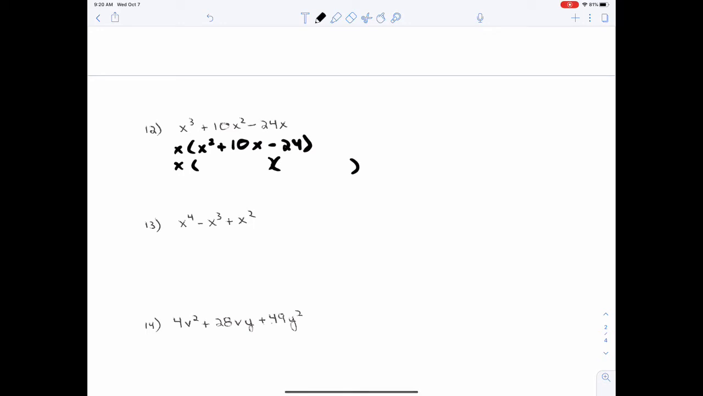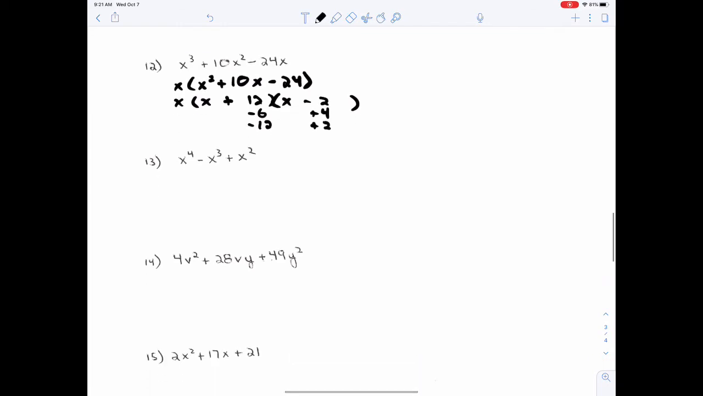So what times what gives us x squared? x times x. What gives us negative 24? I don't know, let's go for negative 6 and plus 4. That'll give me negative 2. Switching the signs isn't going to help. Let's go for negative 12 and plus 2. That gives me a negative 10. So if I switch the signs, it'll be okay. So that's plus 12 and minus 2.